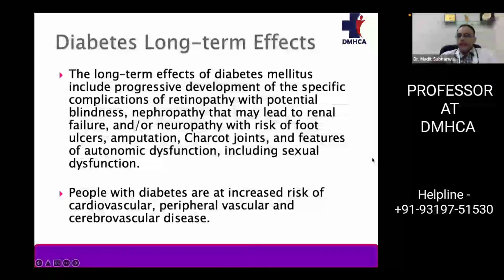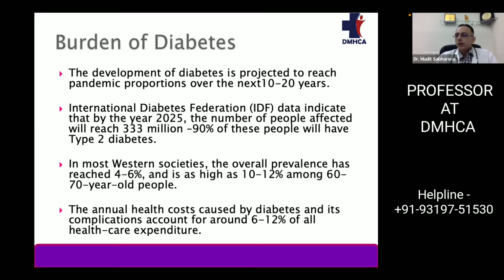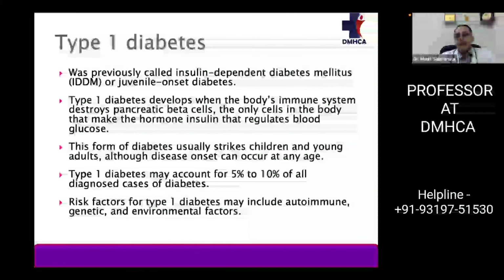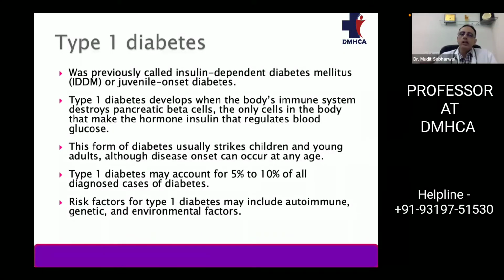People with diabetes have an increased risk of cardiovascular, peripheral vascular, and cerebrovascular diseases. If we talk about the burden of diabetes, it's growing on a daily basis. As per the last IDF, the numbers will reach about 333 million by 2025. In type 1, insulin secretion is very rare, but there's generally partial insulin secretion, when the body's immune system destroys the pancreatic beta cells, the only cells in the body which secrete the hormone insulin. This form of diabetes usually strikes children and younger adults, although onset can occur at any age.